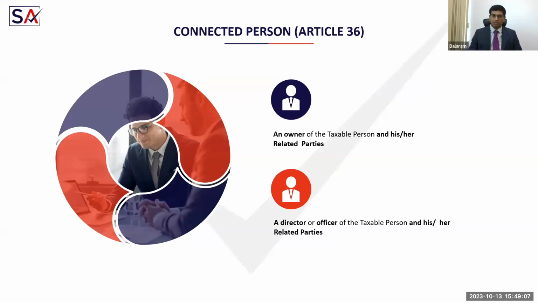So the owner of a company, and directors and officers of a company, and their relatives, become connected persons to the company. This is the definition of connected persons: an owner of a company, or a director, or an officer, or any relatives of these people. All of them become connected persons to the company.